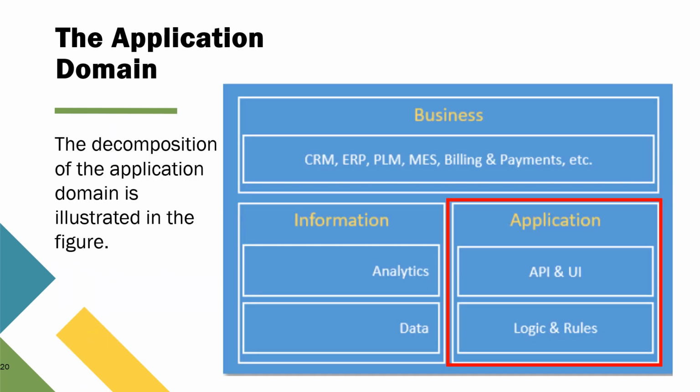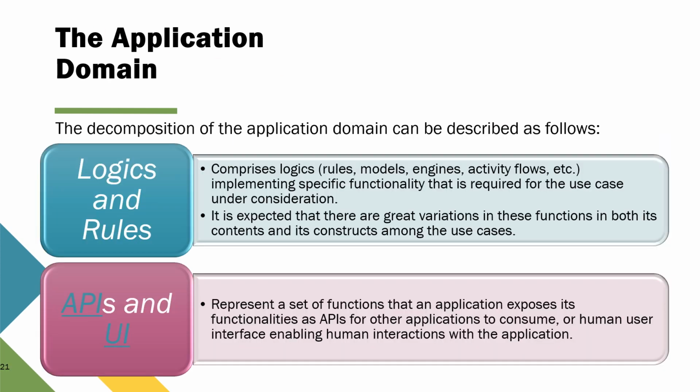The decomposition of the application domain: here we have API and UI and also logic and rules. Okay, so let's see what is logic and rules and also API and UI. The application domain is composed of two things, which are logic and rules and also API and UI. So let's see what is logic and rules. It comprises logic, which are the rules, models, engines, activity flows, and everything implementing specific functionality that is required for the use case under consideration.